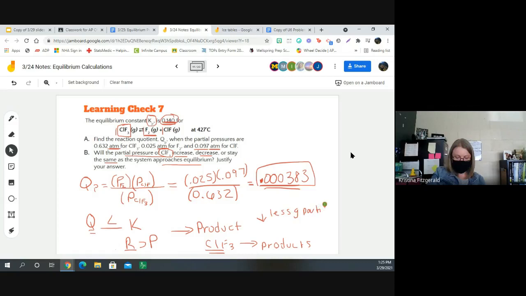Yeah, we have fewer particles. The gas particles are like the pesky little rebels of the chemical world. They just exert pressure and go in all sorts of random directions. And if we have fewer of them, we're going to have less pressure.